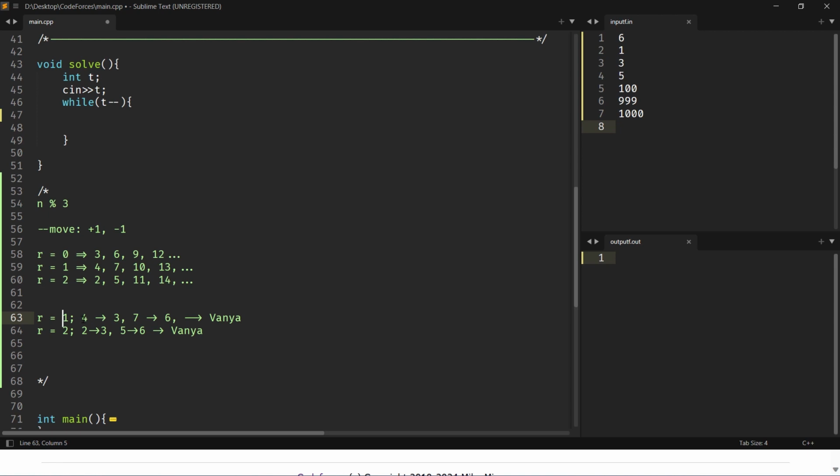So after the first move, Vanya goes first. That's the important thing. I should write that also. Vanya goes first, so both are trying to be optimal. Vanya is trying, after his move, he should win. That number becomes divisible by 3. So it's very easy for him.